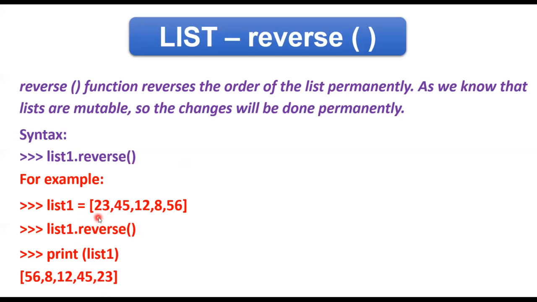Now here, as you can see, the elements from left to right are 23, 45, 12, 8 and 56. Now the reverse order is this. That means the elements are written from right to left, as you can see from the previous list. But these changes are done permanently inside the list. That means earlier my list was this and now my list has become this. So in whichever order the elements are written, the reverse method is going to reverse it.